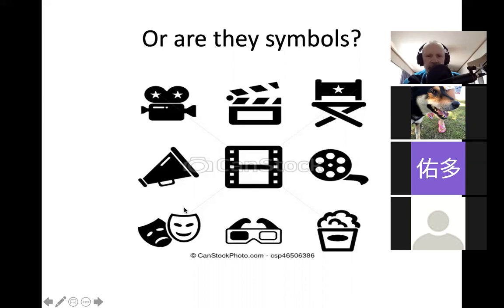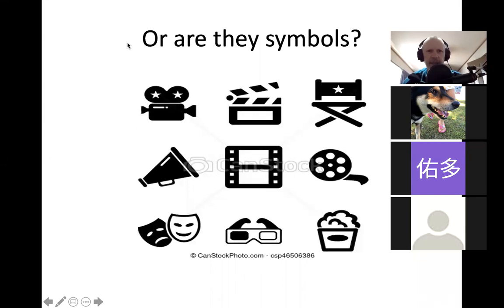And you look at it and you think, well, what does it mean? Does it mean two masks? It doesn't really mean two masks. It doesn't mean a happy mask and an unhappy mask. It means something else. Well, what does it mean? Usually we use it to mean drama. So then that iconic, direct icon meaning, there's something else happening there.